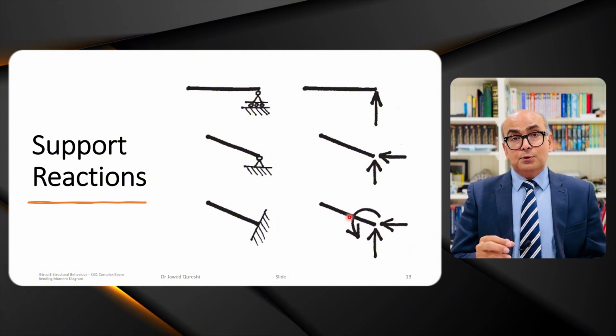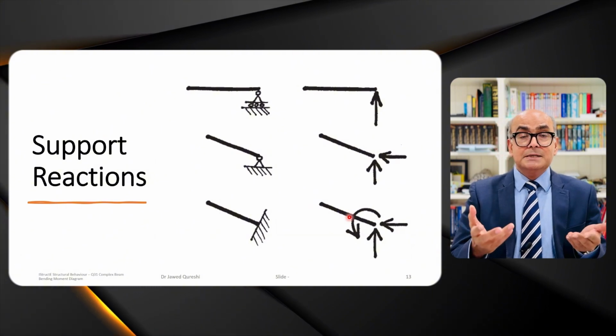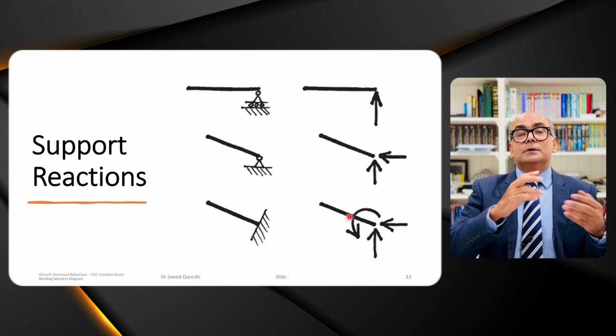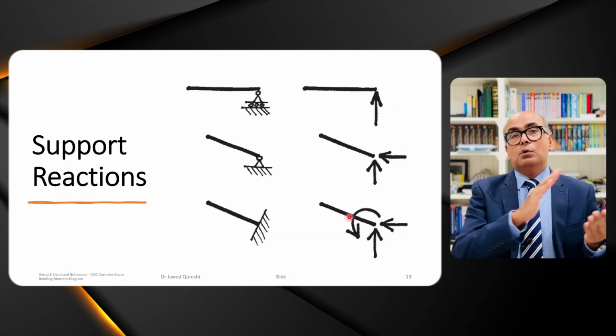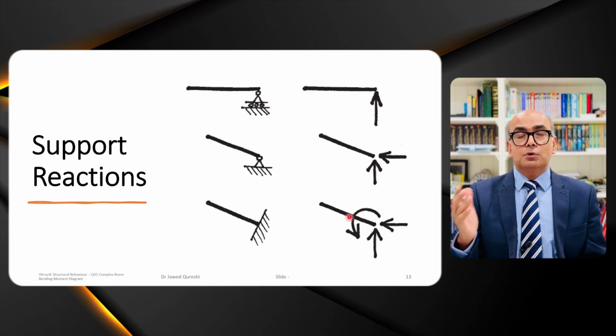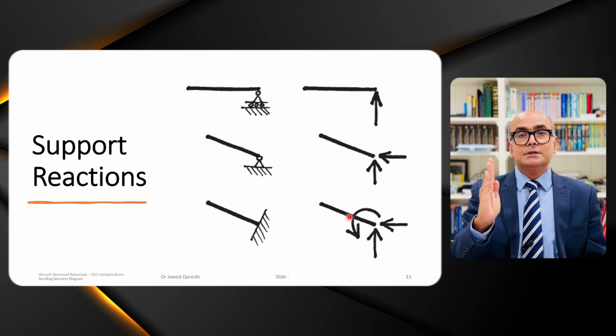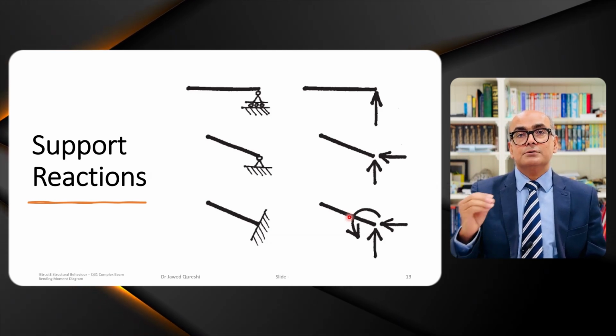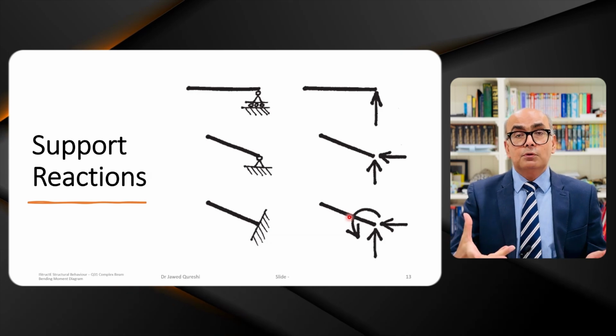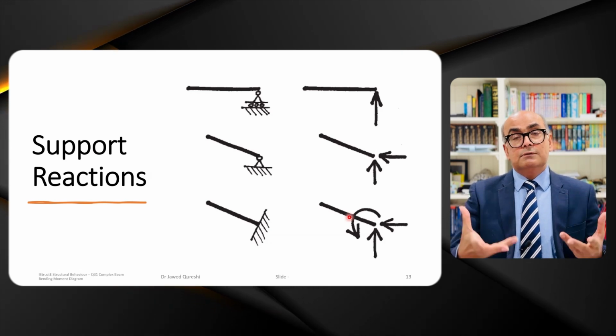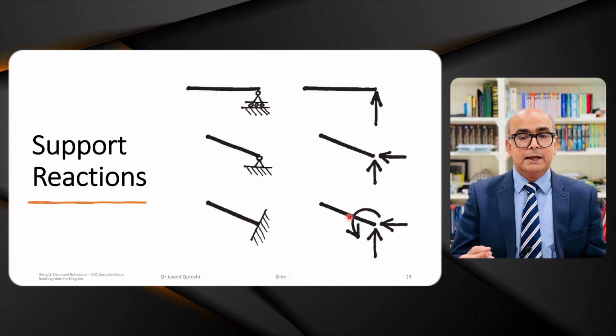A pin support or hinge support can be taken as a door. So imagine a door. You can always rotate a door, but it cannot move in the upward direction. It cannot move in the horizontal direction. Wherever it cannot move, it will have reactions. It will have horizontal and vertical reactions.